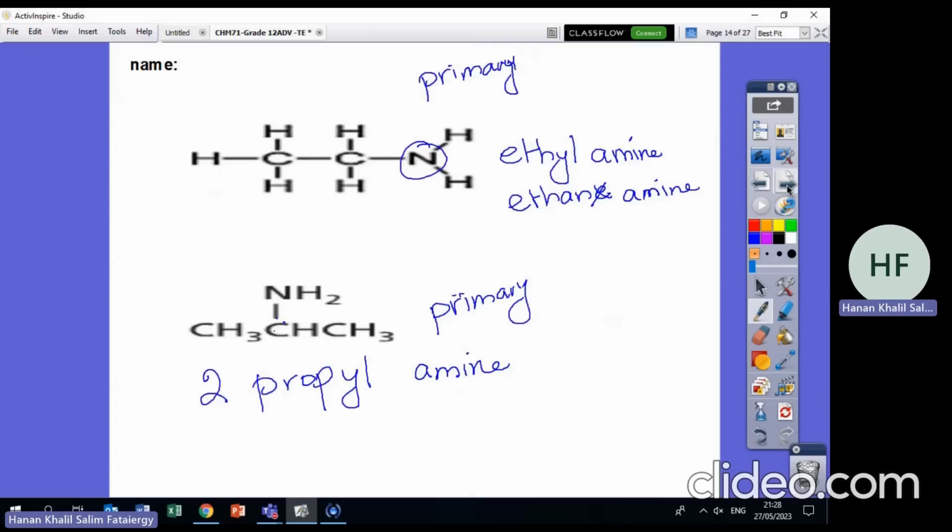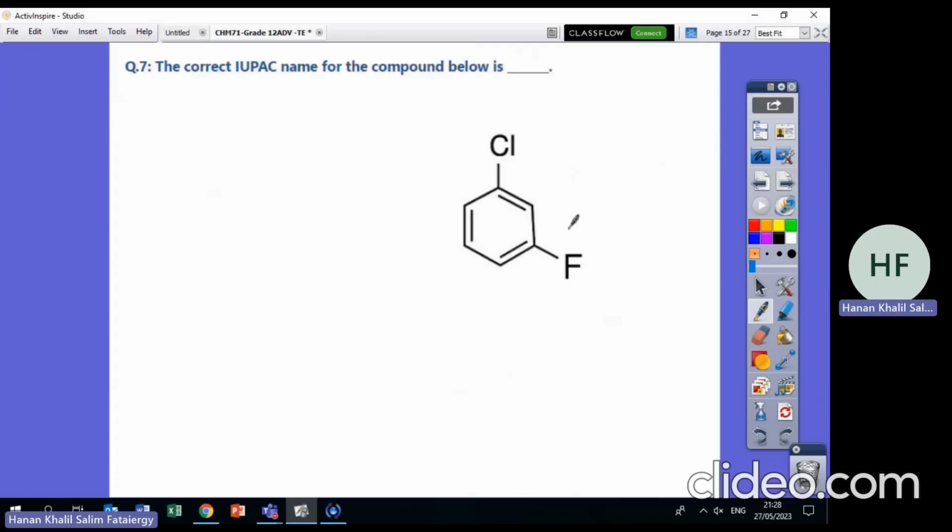Okay, now this is revision for the previous lessons. Remember, a compound with a benzene ring and a halogen, what do I call it? Aromatic plus group 17, which are the halogens. I call it aryl halide. This question may come up in the exam: what is this compound called? This is called aryl halide.